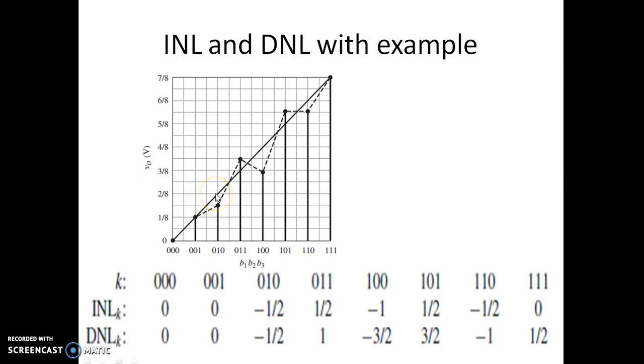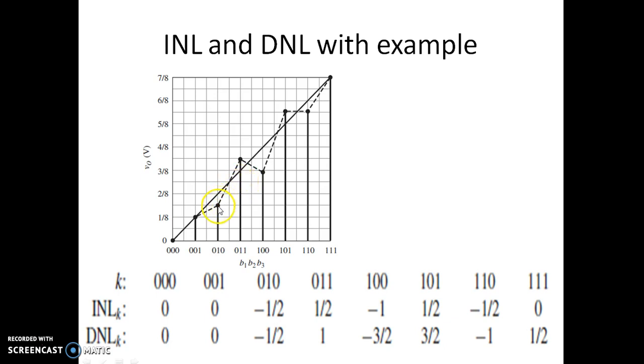We expected the output to be here compared to this, because compared to this and this, it's 1 bit more. This is 0, 0, 1. This is 0, 1, 0. We expected the output to be over here, but it is half LSB down. So that's why we write the DNL of 0, 1, 0 as minus half. Just see here, assume that this is the present output. We expected for the next input, so after 0, 1, 0, the next is 0, 1, 1, the output to come out here.